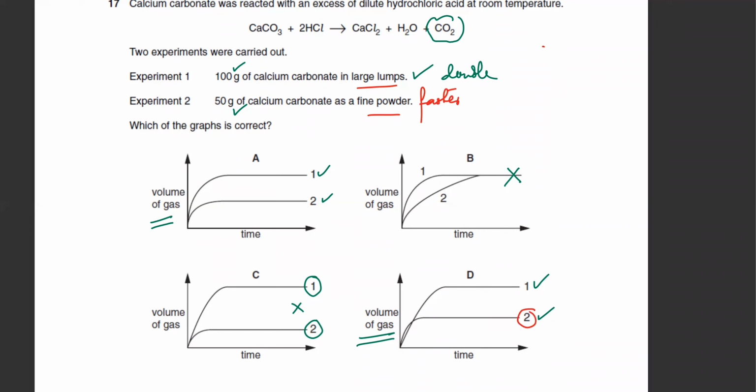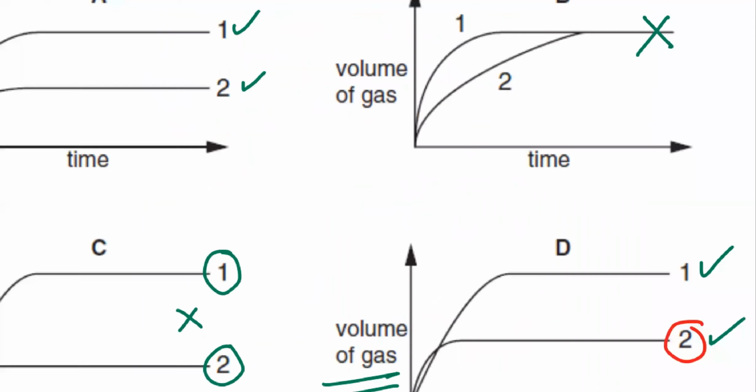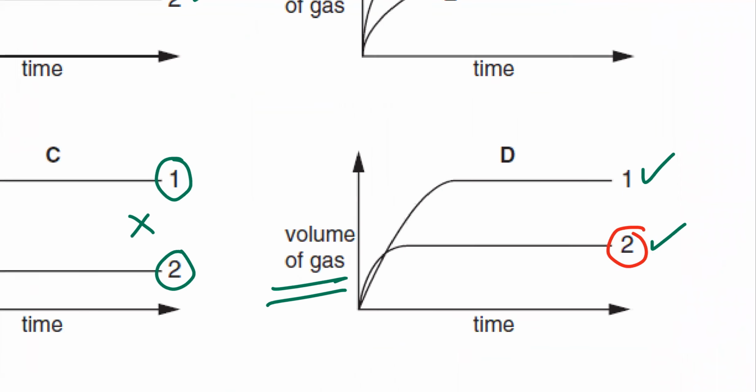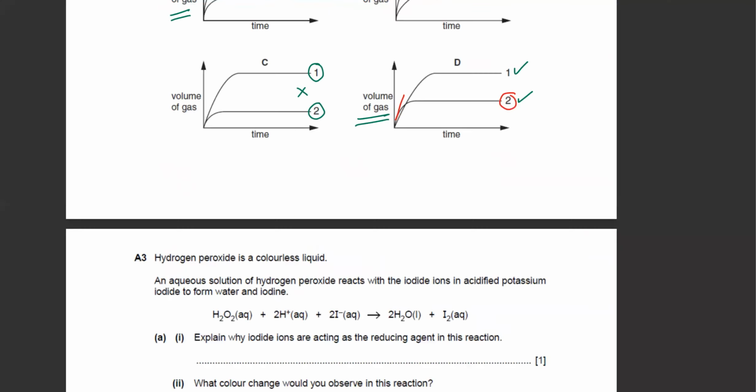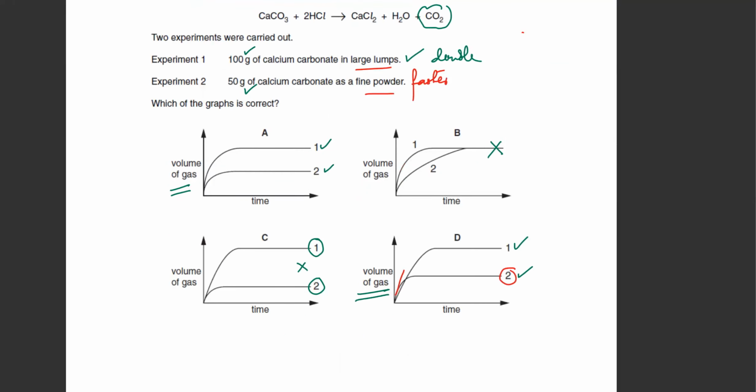So if you look closely, the line for experiment number 2 is a lot steeper. And here experiment 1 is less steep, and experiment 2 is a bit slow. And remember we said that experiment 2 is going to be faster. So if it's going to be faster, it's going to be D.